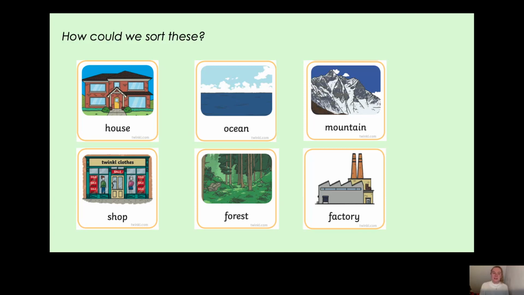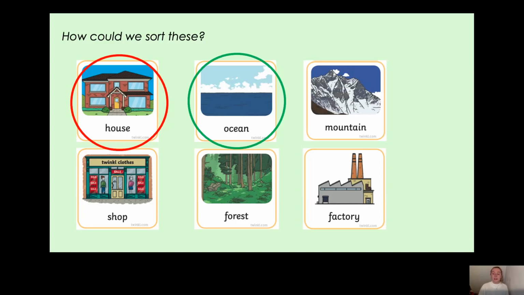Okay, Year 2. So a house. Has a house been built by a human or is it natural? What did we think? Yes, brilliant. It's built by a human. So therefore it's a human feature and we're going to show our human features with a red circle. Now, what about an ocean? Has an ocean been built or is it natural? Yes, that's right, it's natural. So therefore, it is a physical feature. And we're going to show our physical features in green.